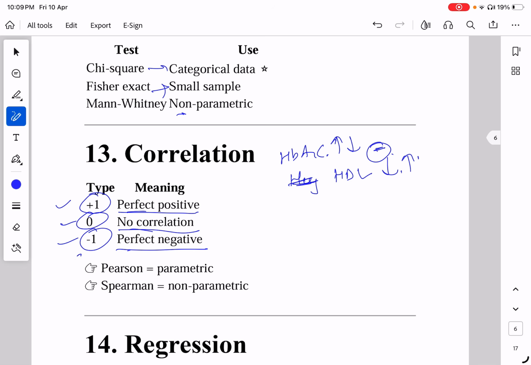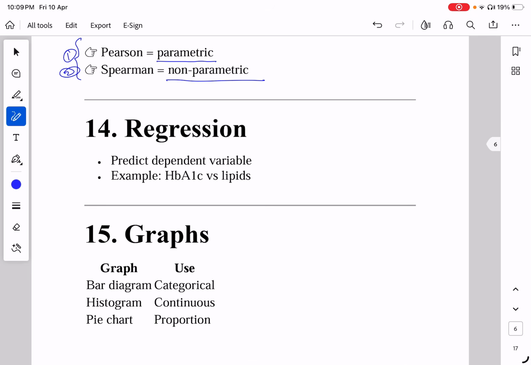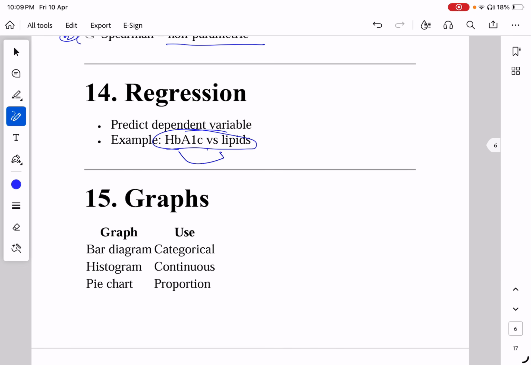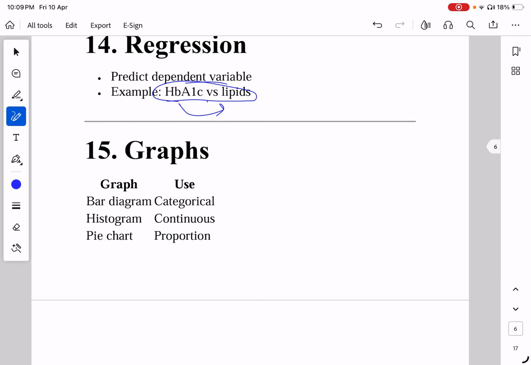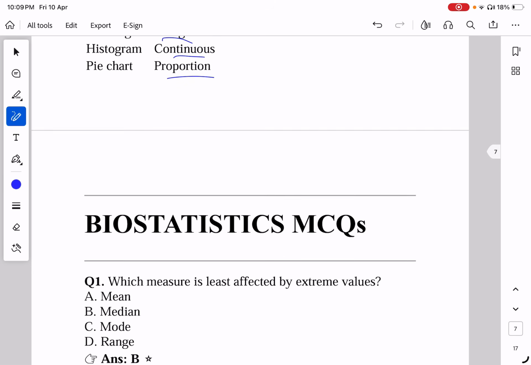Now, correlations are of two types: Pearson correlation for parametric values, Spearman correlation for non-parametric values. Regression predicts dependent variables, example HbA1c versus lipids. So HbA1c and lipids are dependent on each other. Now, graphs: bar graph is used for categorical values, histogram for continuous values, pie chart for proportions.